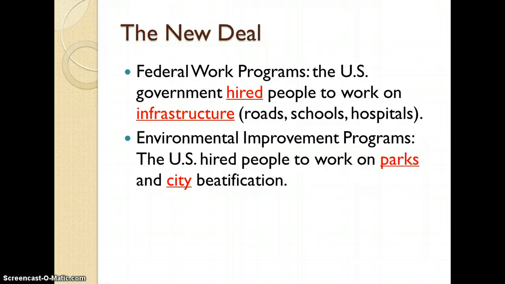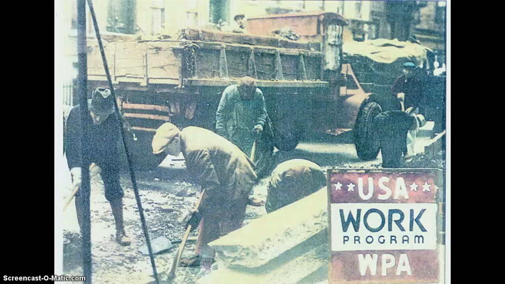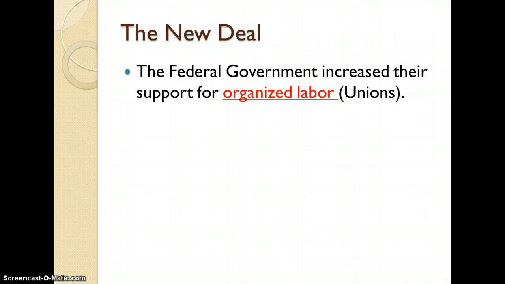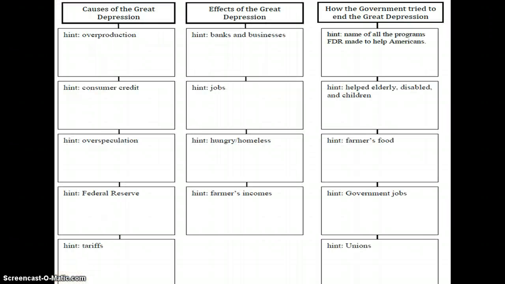Unemployment was still a problem, so with the federal work programs, the U.S. government hired people to work on infrastructure. They also started environmental improvement programs where the U.S. hired people to work on parks and city beautification. The big part of the federal works programs and environmental improvement programs was that it immediately put people back to work right then. For the first time, the federal government increased their support for organized labor or unions. And that's the major points of the New Deal.